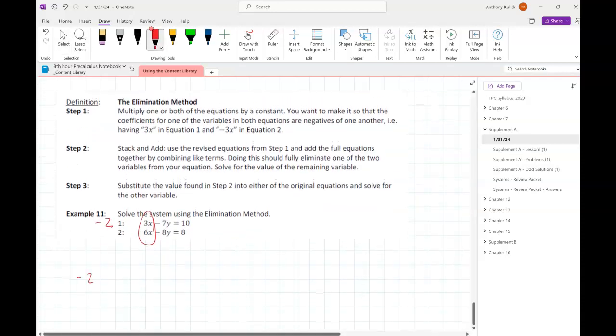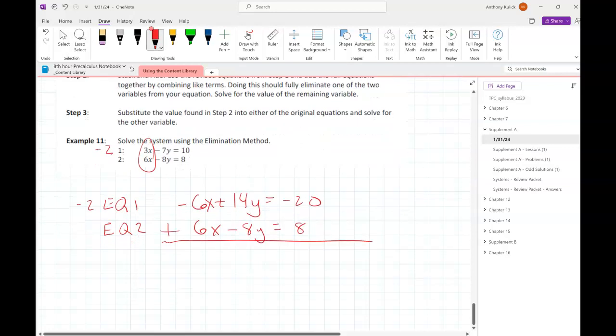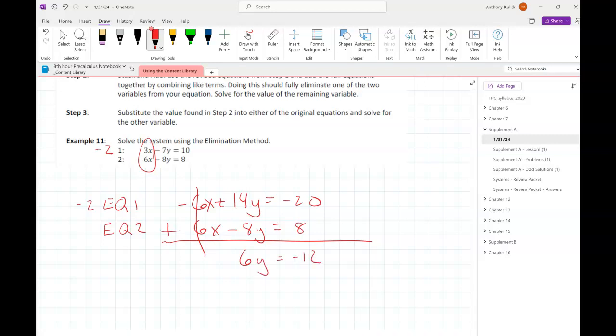All right, so -2 times equation 1. That's going to give me -6 plus x plus 14y equals -20. And then we're going to add to that just regular old equation 2, and then we're just going to add down. So those cancel out, and I'm left with 6y equals -12. Everybody's cool? Divide by 6. There's half of my answer.